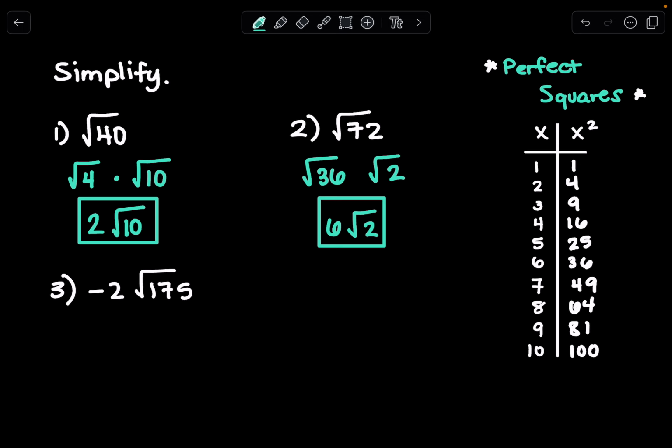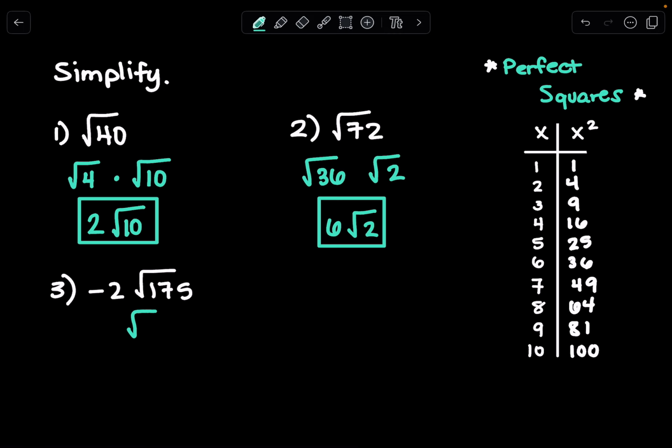Okay, one more example here, number 3. One thing I noticed on number 3 is I have this -2 value out front. This is multiplying, so this is -2 times the square root of 175. What I want to do to start with is let's just worry about the 175, and then we'll bring the 2 back at the very end. So just like before, I'm going to work my way down with things that could go into 175. A lot of times this is going to involve the use of a calculator. 175 I know is 25 times 7.